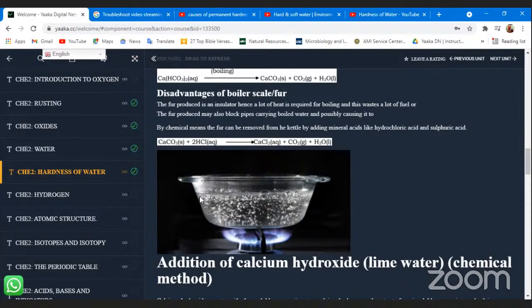Now the disadvantages of boiler scale or fur, that coating of the salts that are eliminated. The fur produced is an insulator, hence a lot of heat is required for boiling, and this wastes a lot of fuel. The fur produced may also block pipes carrying boiled water. I think I missed a word there. So this may cause pipes to block or to burst when that fur is formed in those pipes transferring the boiled water. By chemical means, the fur can be removed from the kettle by adding mineral acids like hydrochloric acid and sulfuric acid. So yeah, when these deposits are stuck, for example, at the bottom of this boiler, you just have to add an acid to remove them.